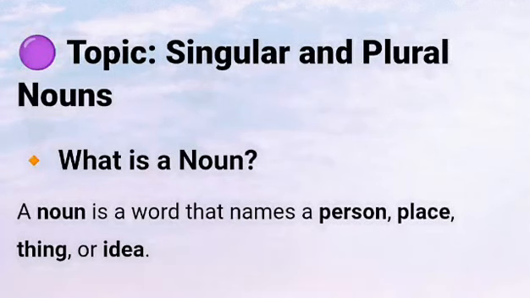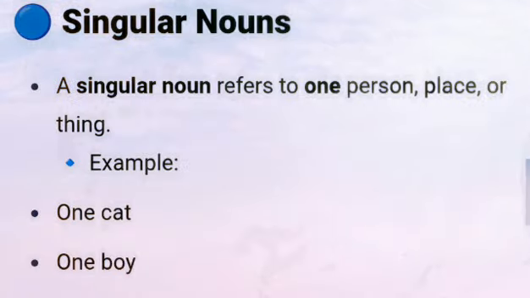So today we are learning about the singular and plural topic. So what is a noun? A noun is a word that names a person, place, thing or idea. So a singular noun refers to one person, place or thing. Example: one cat, one boy, one girl, one book, like that.